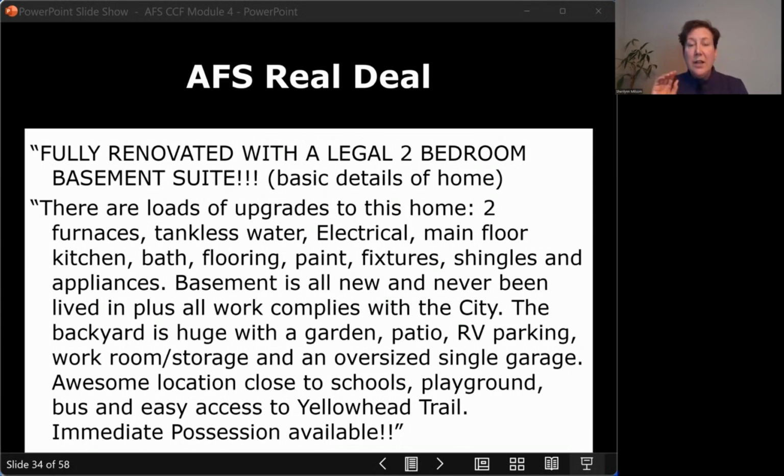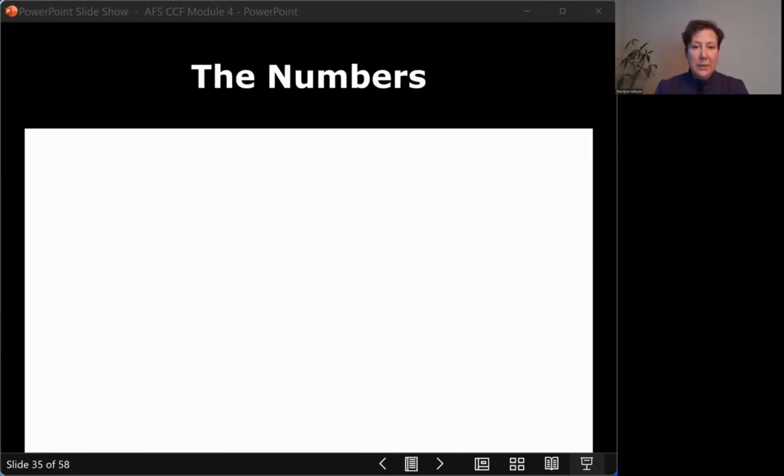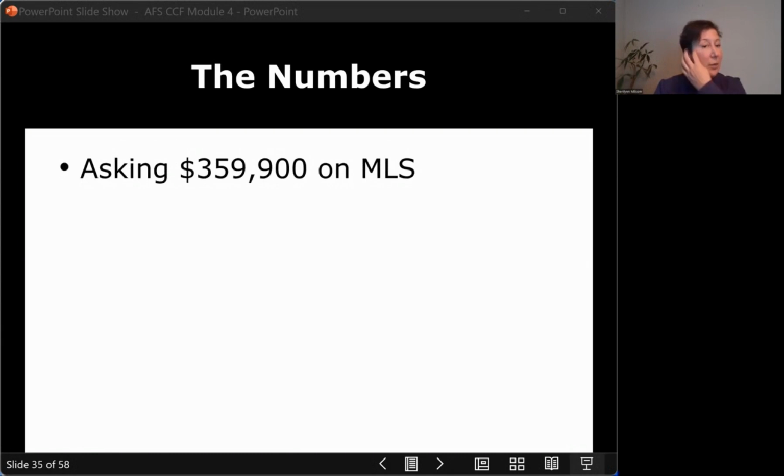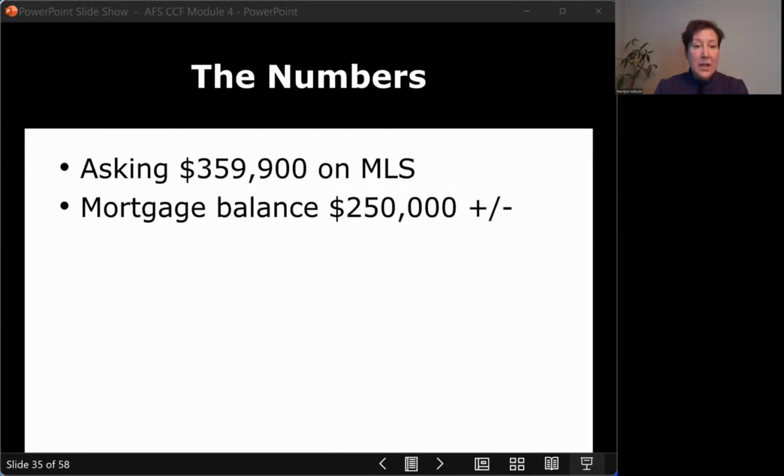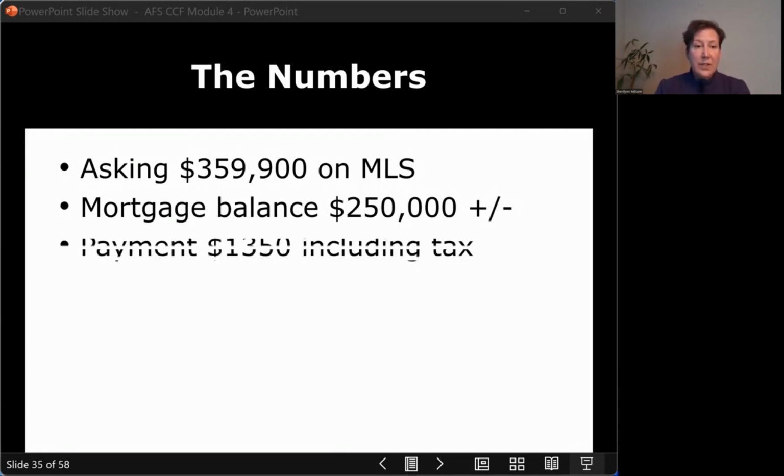If you may recall, they had been living in the main floor suite while the basement suite was being constructed. They had since already moved into their new home, so now the whole thing was vacant and ready to go. So I was really excited about this. The numbers, they were asking $359,900 on the MLS. Remember, that listing had now expired, and they had been trying to sell it at that price for the past 6 months. The mortgage balance was approximately $250,000.